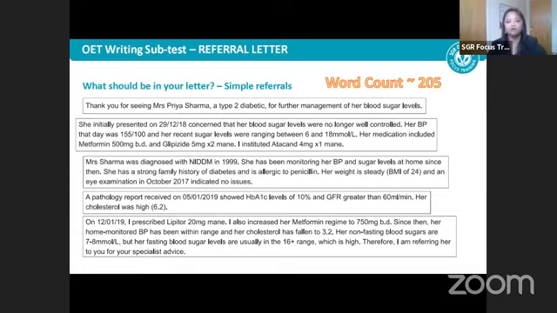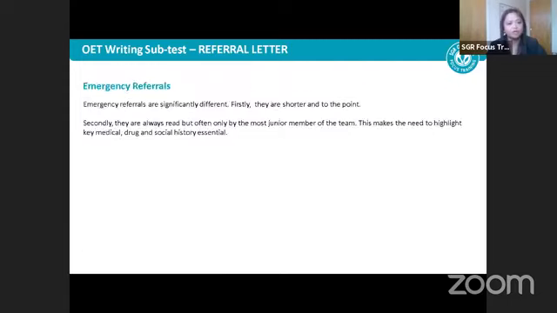So the word count for a typical normal referral could be about 200, 205, 210. They're normally okay in this instance. They're long, but not too long in that manner. Okay, so we'll talk about the emergency referral. Emergency referrals are significantly different from a normal referral letter. Firstly, they are shorter and they're very much to the point.